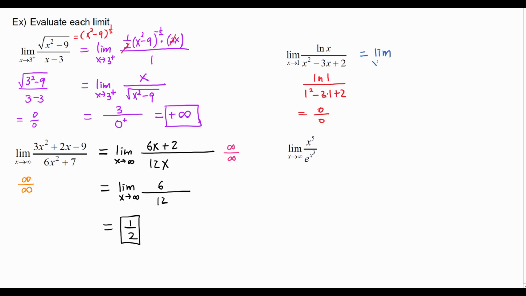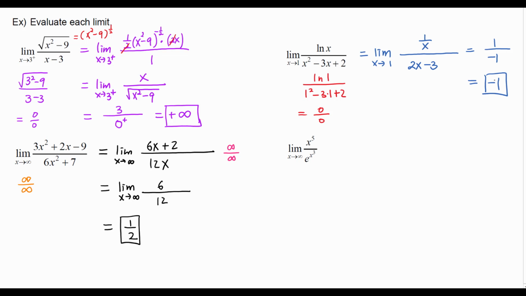So the limit as x approaches 1, the derivative of ln x is 1 over x, the derivative of x squared is 2x, and the derivative of negative 3x is negative 3. Now, if you plug in x equal 1, what happens? I get 1 over 1, which is 1, and I get 2 times 1 minus 3, which is negative 1. So the limit is negative 1.